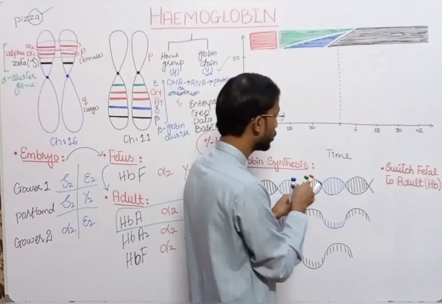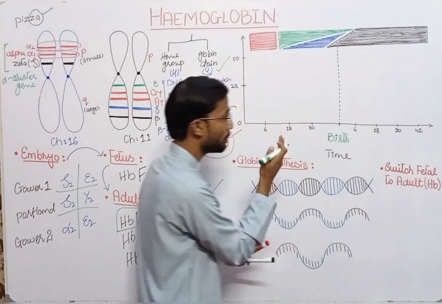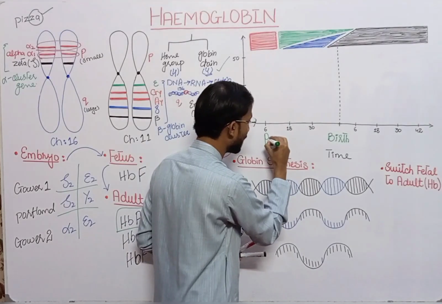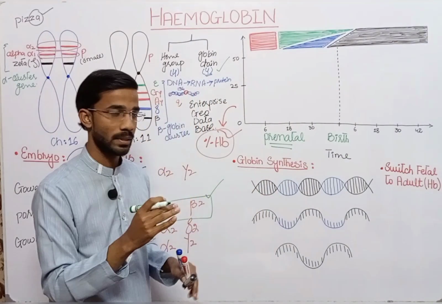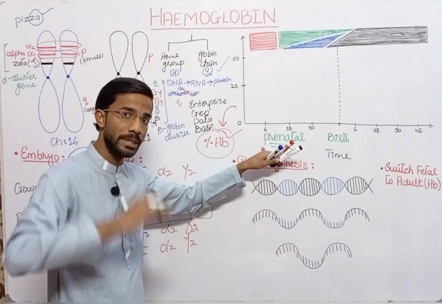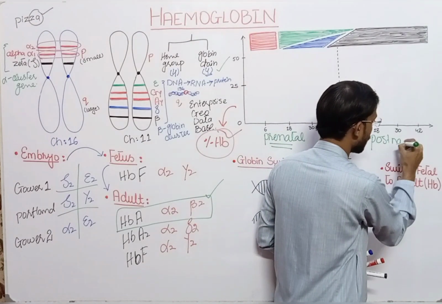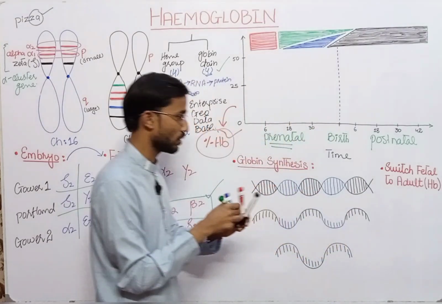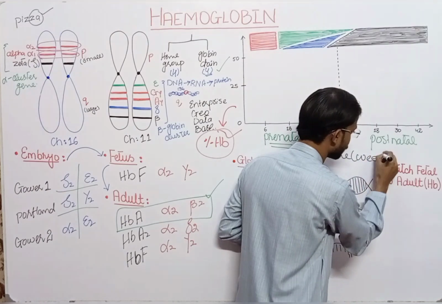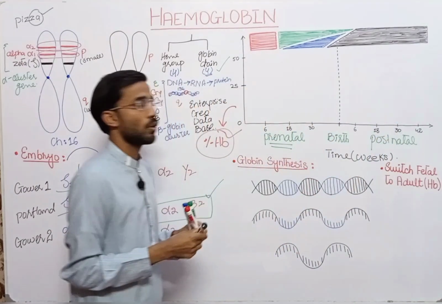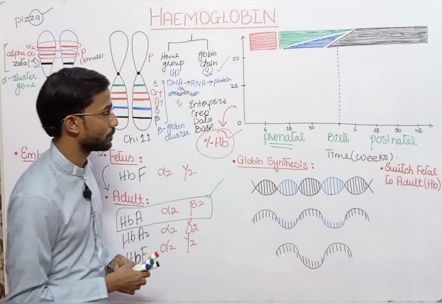At the center you will see the birth. Before the birth, the time will be prenatal. Prenatal time is the time which is before the birth, and after birth the time will be postnatal. So these are the times, and you will take it in weeks. First of all, we will discuss the variation in the globin chains with the passage of time.